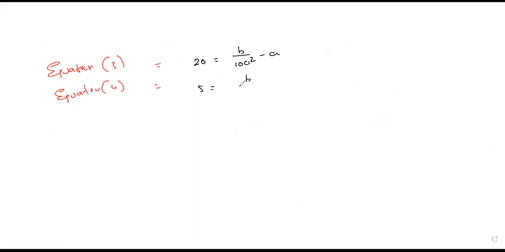Let me write the two equations again here. Equation 3: 20 is equal to B by 100 square minus A. Equation 4: 5 is equal to B by 150 square minus A. Okay, what is the value of A and what is the value of B? Solving these two equations.